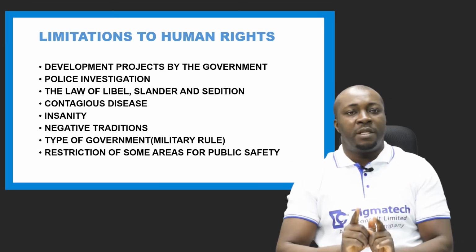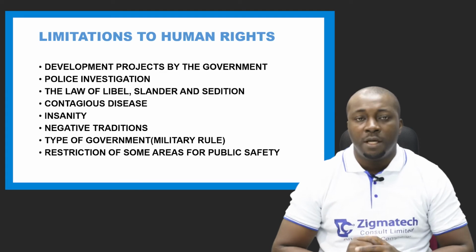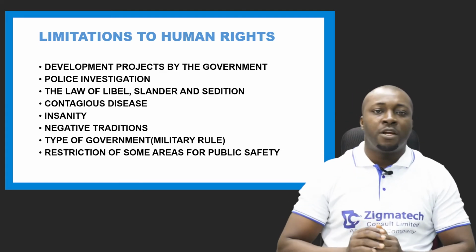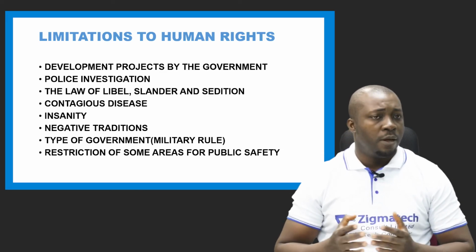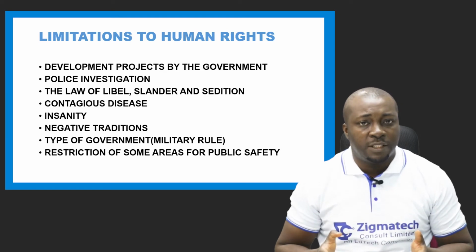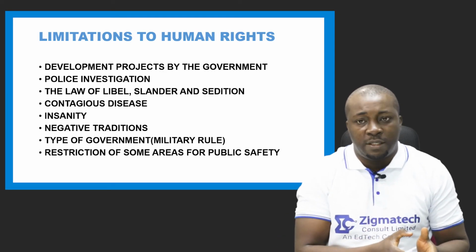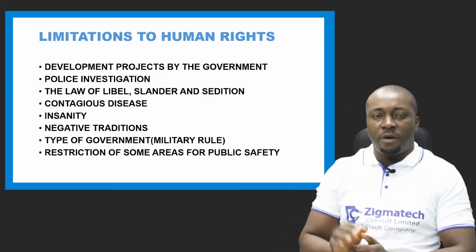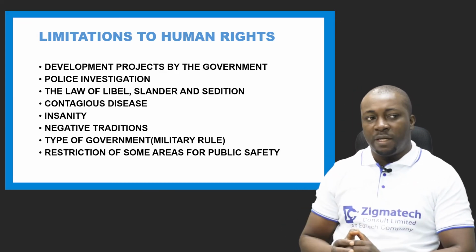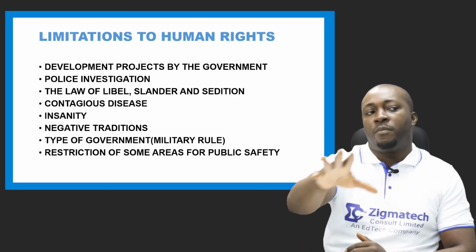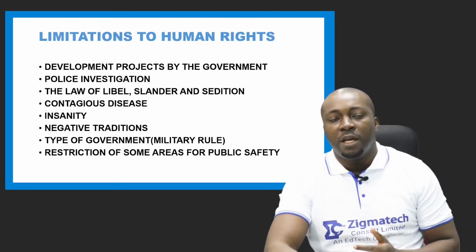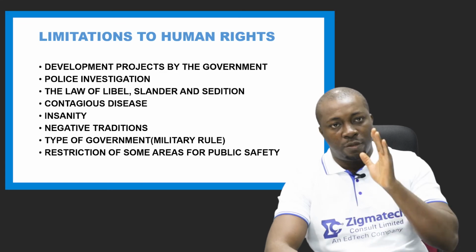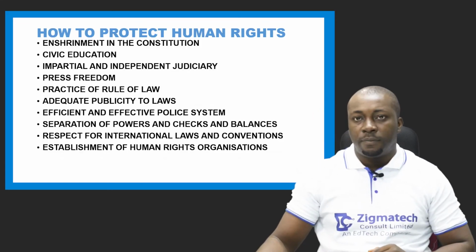Now, the type of government is a limitation to human rights. When you have an autocratic government like military rule, where you cannot express yourself or criticize the government, it affects your rights. Then, when you have restriction of some areas for public safety by the government that says this place, nobody can go there for public safety, it's a limitation to movement.